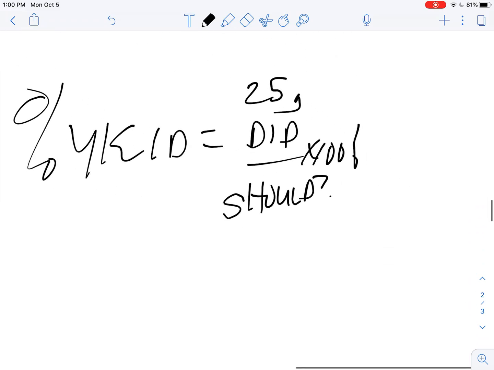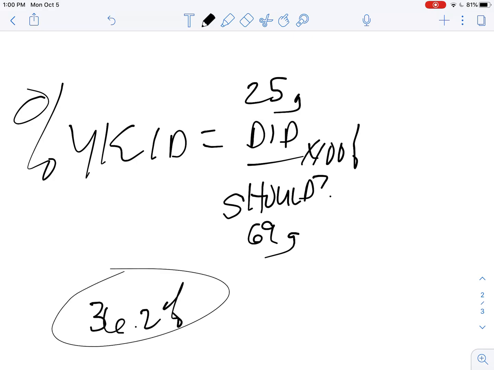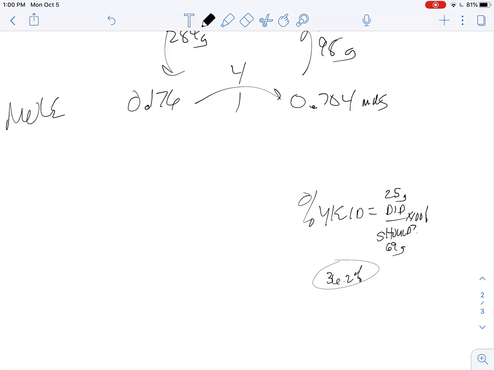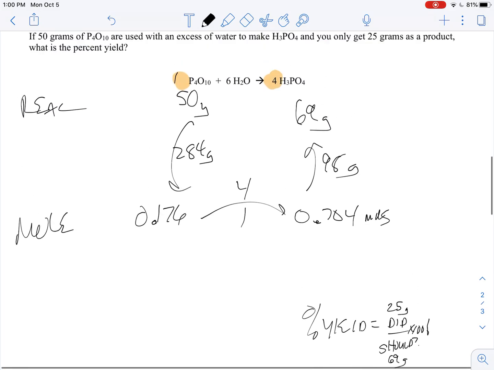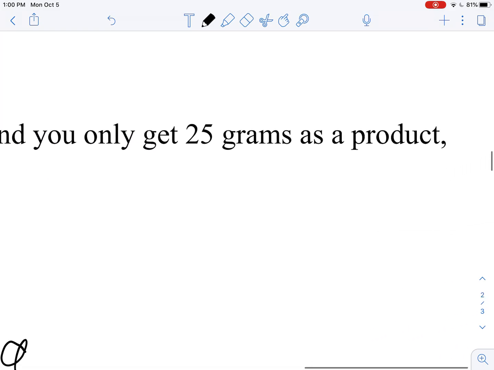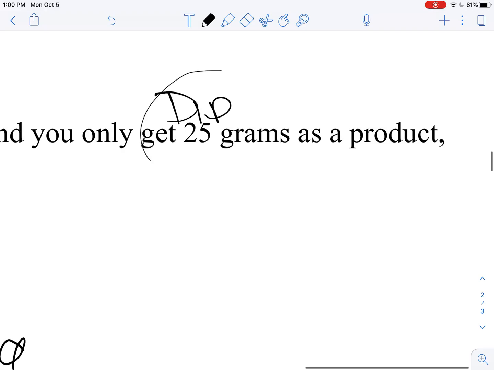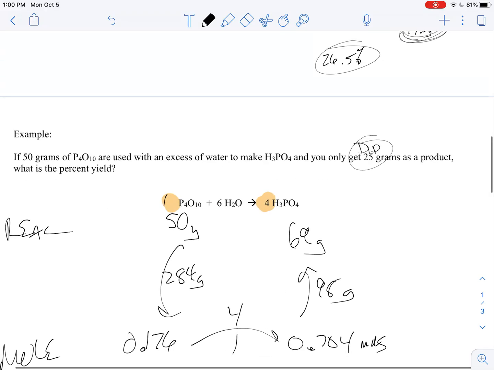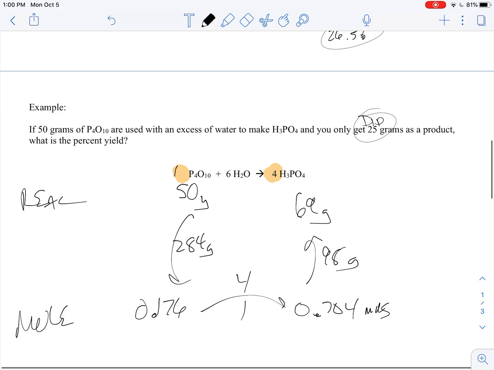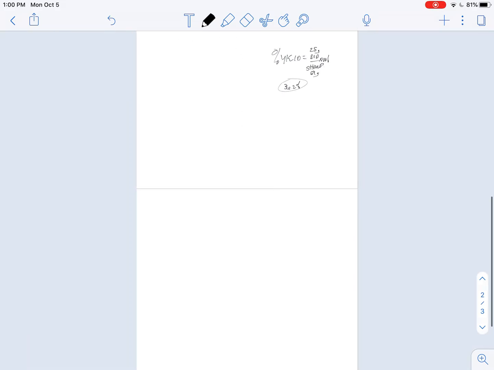So this is 25 grams that you did out of 69 grams that you should have. So 25 out of the 69 gets you about a 36.2% yield. So again, they are going to give you the did. That's going to be given in these types of problems. But otherwise, it's a stoichiometry problem with a twist. And that is it.